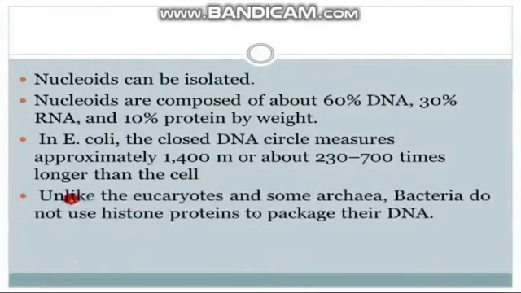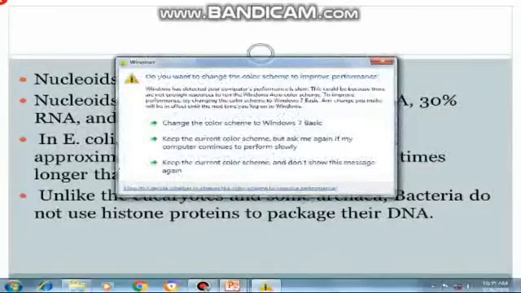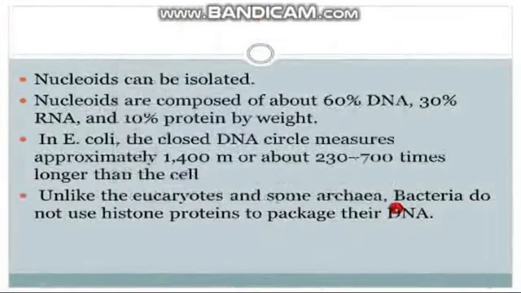Now the next point says, unlike eukaryotes and some archaea, bacteria don't use histone proteins to package their DNA. If we see eukaryotic cells and archaea, what do they have? They have histone proteins. Due to these histone proteins, the chromosomes will be packed and appear in a compact shape. But such a structure will not be observed in bacteria.